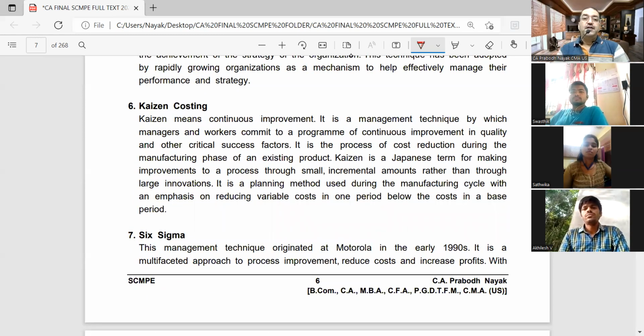Kaizen costing is a Japanese term. Most of your strategic cost management terms are Japanese terms. Kaizen means what? Kaizen means continuous improvement. Very important. Kaizen means continuous improvement. You must have heard that Japan was bombed by America many years ago. The Hiroshima and Nagasaki bomb. Entire country was destroyed.